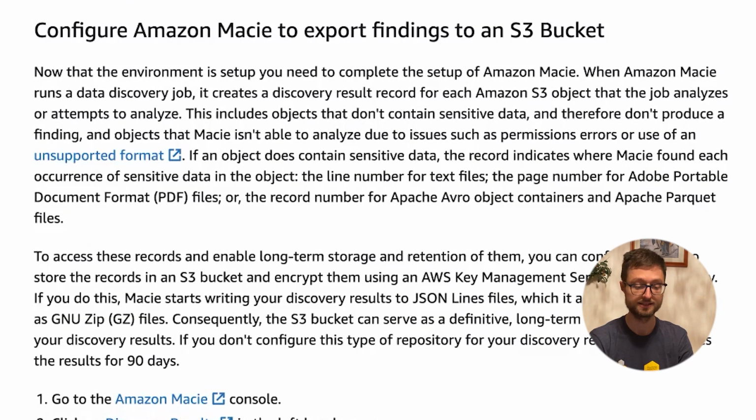Yeah, if you put like a really weird file format in there, how's Macie gonna read that? Or I guess if Macie doesn't have the permissions to encrypt that object because you're using a KMS key for which you didn't give Macie permissions. So if an object does contain sensitive data, the record indicates where Macie found each occurrence of sensitive data in the object by line number for text files, by page number for PDF files, or the record number for Apache Avro object containers and Apache Parquet files.